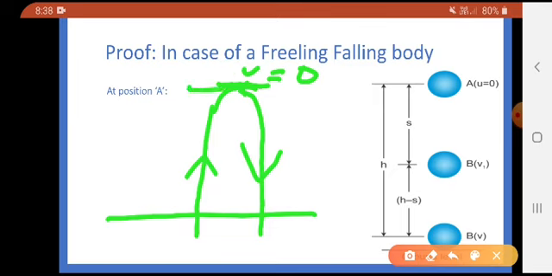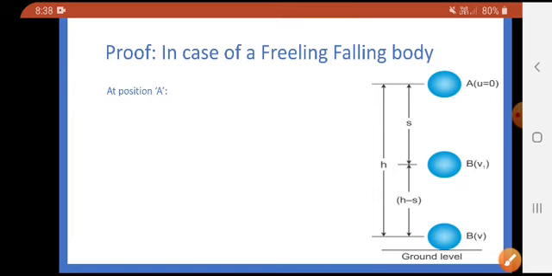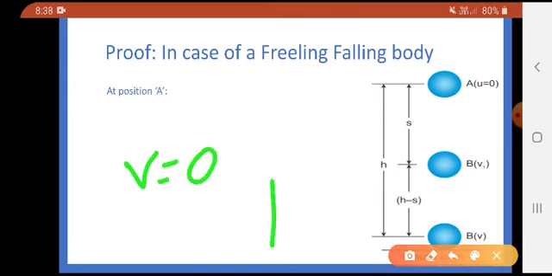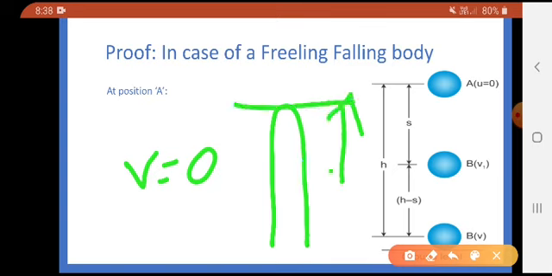This is the maximum height it reaches. The maximum vertical displacement is called the maximum height, where the body's final velocity becomes 0. That point is called the maximum height. This is the maximum height reached by the body. From this maximum height, the body comes down.